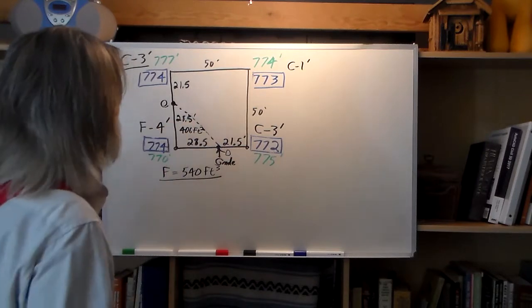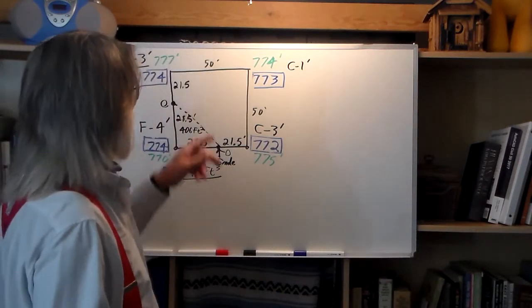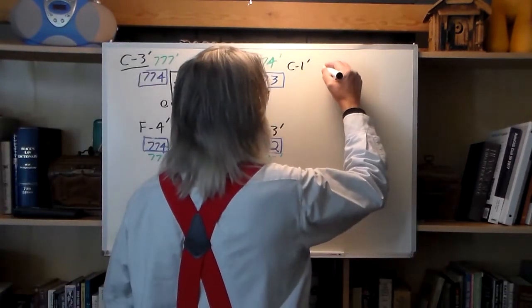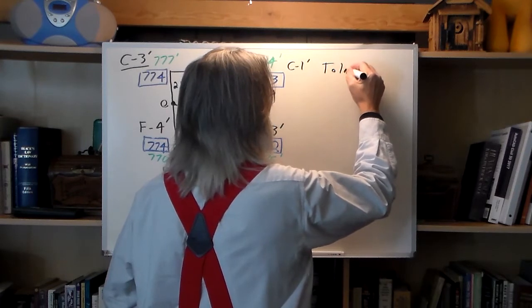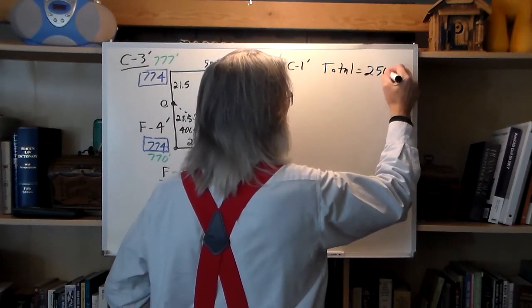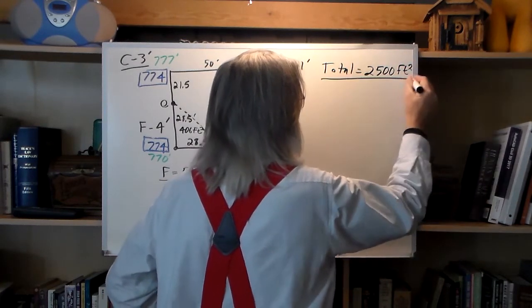Our cut area. Well, we don't have to do the math to figure the cut area. All we got to do is figure the total and take away the triangle. So our total area is 50 times 50, right? It's 2,500 square feet. That's our total area.